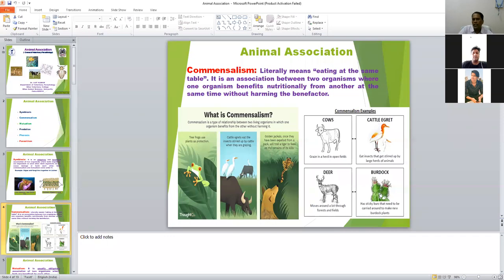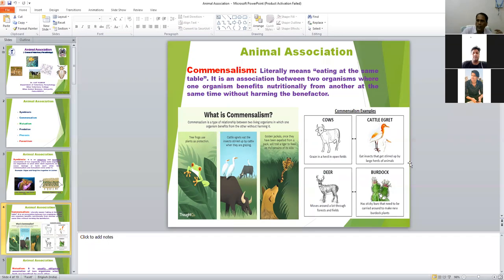Like deer moves around the forest. Birds have sticky seeds, and during this they stick to the body of the deer, and dispersal of seed occurs, and new plants grow all over the forest due to the moving of the deer. This is all about commensalism.